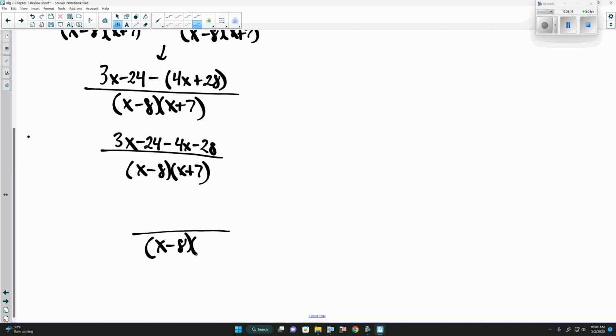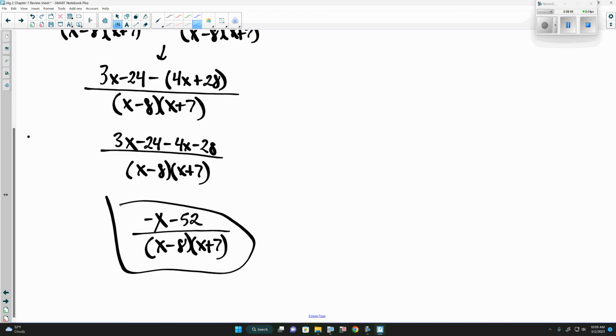Now we need to combine like terms. 3x minus 4x is negative x. Negative 24 minus 28 is negative 52. And again, at this point here, everything in the numerator is simplified as far as we can get it. We just need to see if we can factor. Is there a greatest common factor between x and negative 52? No. We have negative 1, but factoring that out won't give us anything in common on top and bottom. So that's it there.